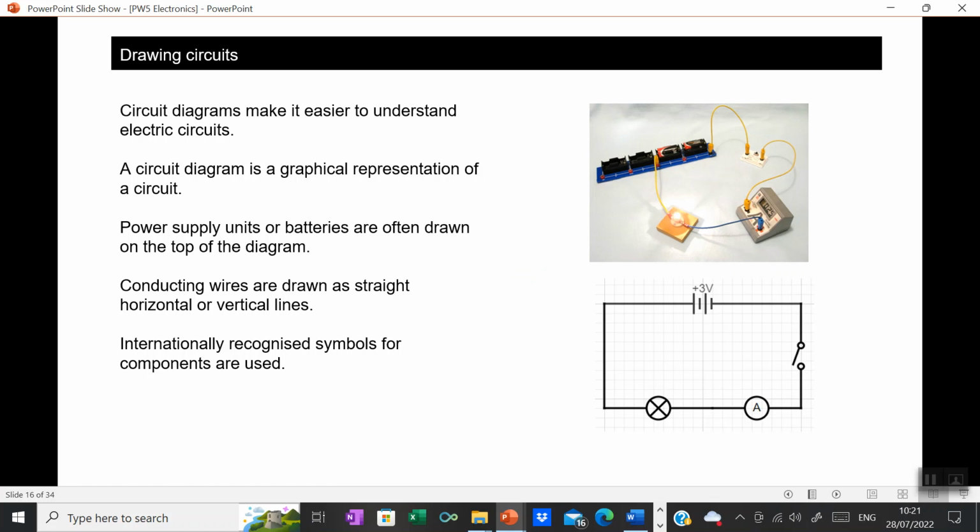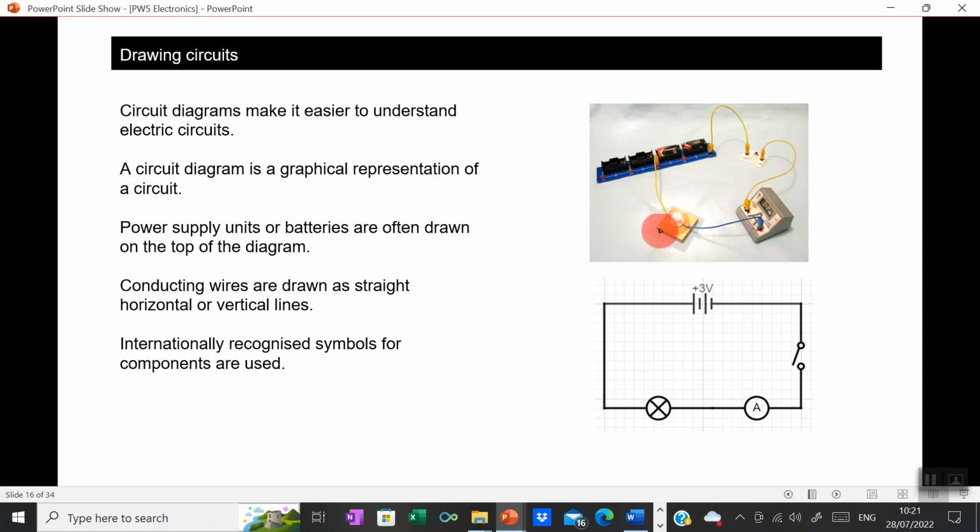So the next thing we're going to look at is how to draw these circuits. If we have a look at this setup here, we have a battery source, we have a light. Here we have an ammeter that measures current. We know it's an ammeter because it has this A on it. And then we have a switch, and connecting wires that connect the whole lot together.